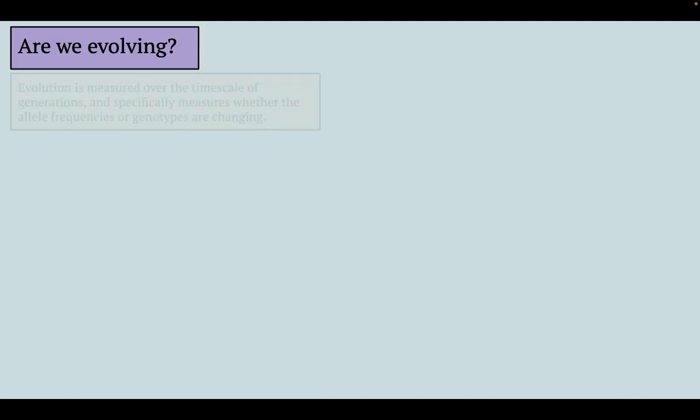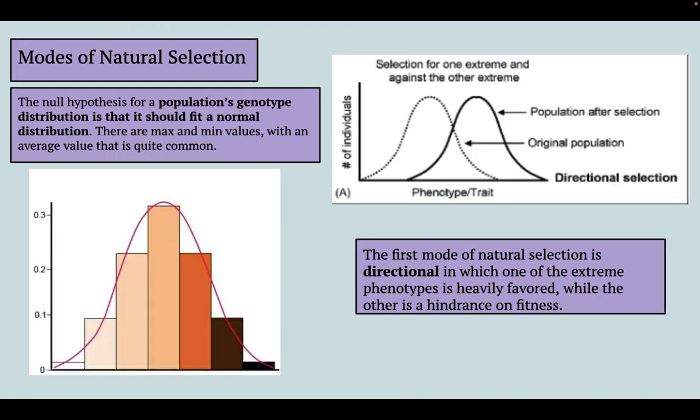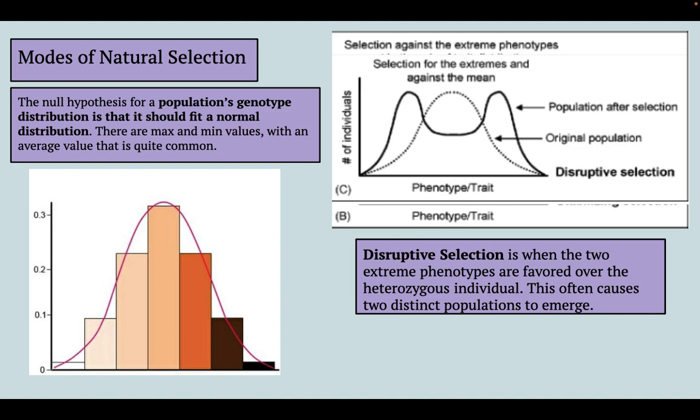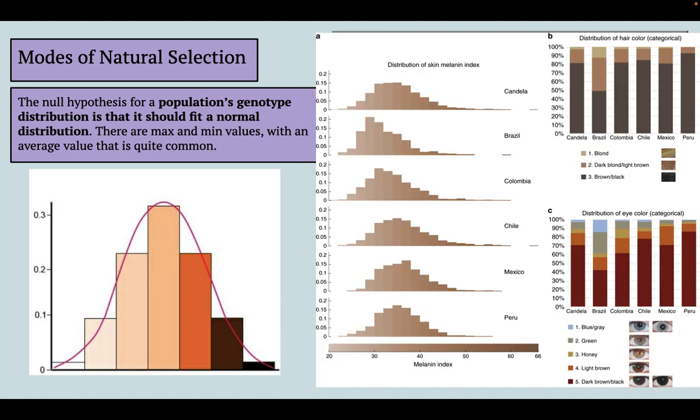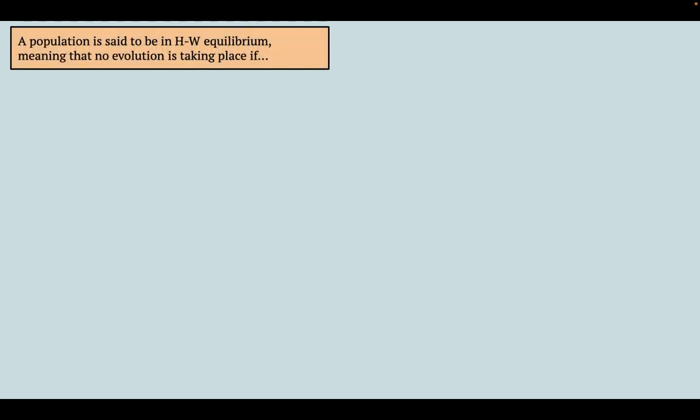Now, when we talk about these types of selections over time, we then have to ask the question, are you evolving or are you not evolving? And we use the Hardy-Weinberg equilibrium and the types of selection to better understand that. Here's a good example looking at the distribution of melanin throughout different South American countries. And you can see that generally there is a selective pressure towards becoming more and more melanin as you go further towards the equator.